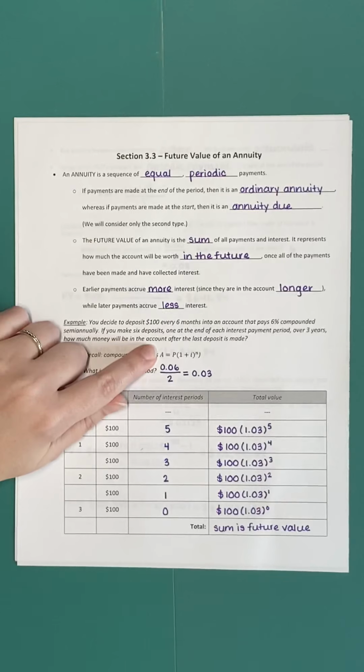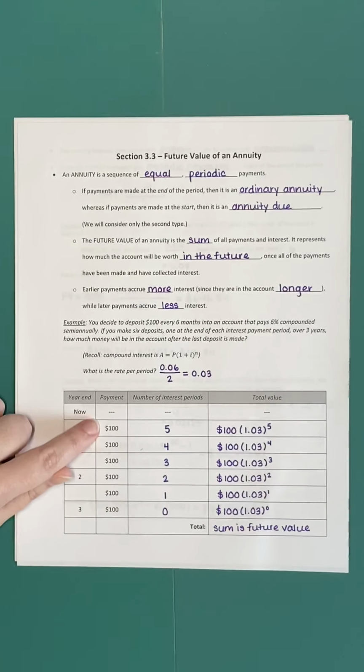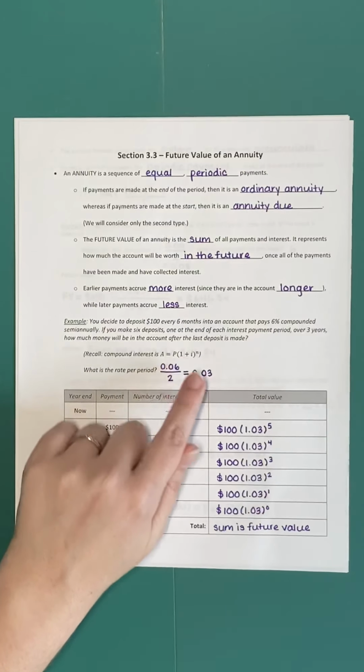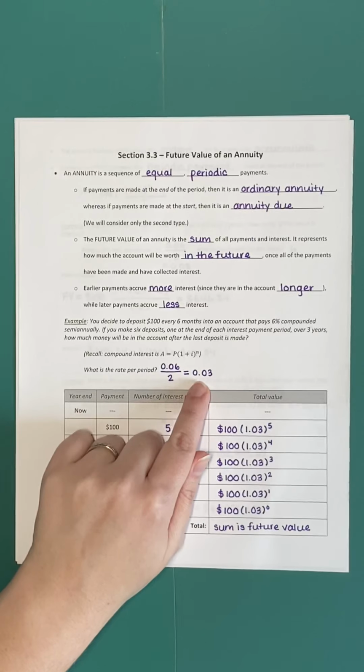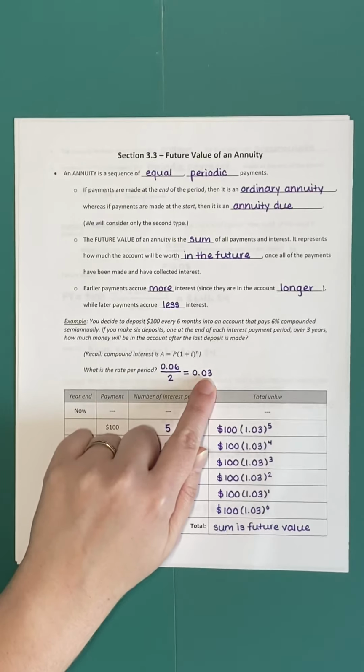Well, that's when we're going to use the compound interest formula. Now here we're assuming the principal is $100 because all we're interested in is what is happening to this specific individual deposit. So the principal is going to be $100. Our interest rate we know is 0.03, so it's 6% annually, so 3% semi-annually.